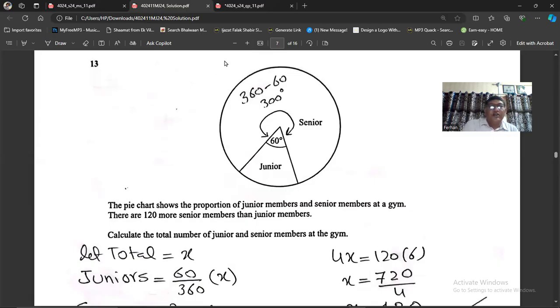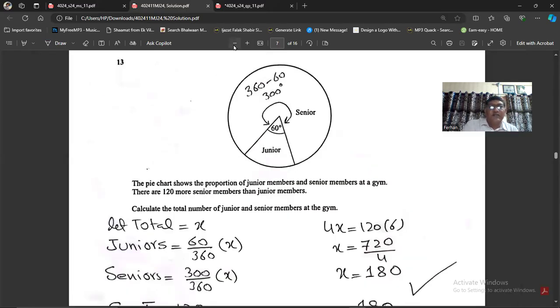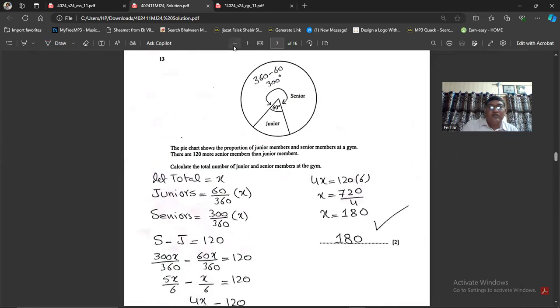Let the total number of people, juniors and seniors, be x. The juniors will be the angle divided by the total angle, multiplied by the total: 60 by 360 into x. The seniors will be 300 divided by 360 into x. The difference between the number of seniors and juniors is 120, so senior minus junior equals 120.